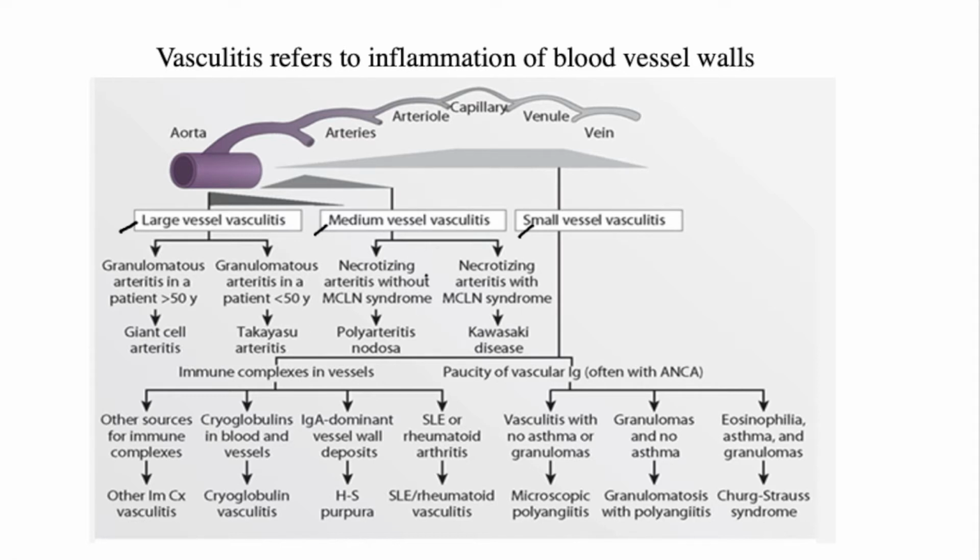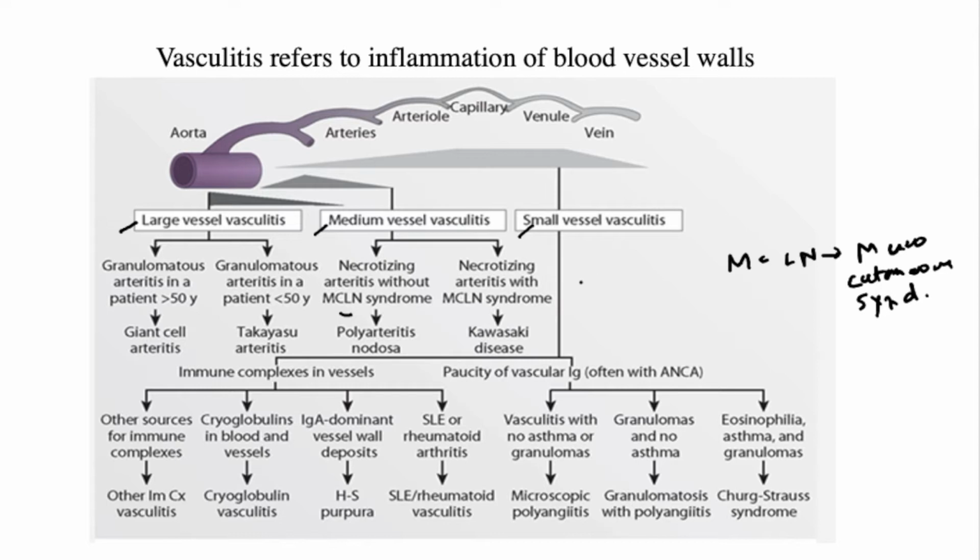The medium vessel vasculitis, on the other hand, can be necrotizing arteritis without MCLN syndrome or with MCLN syndrome. What is MCLN? MCLN is the mucocutaneous lymph node syndrome. Examples of them are polyarteritis nodosa and Kawasaki disease. Then the last one is small vessel vasculitis.